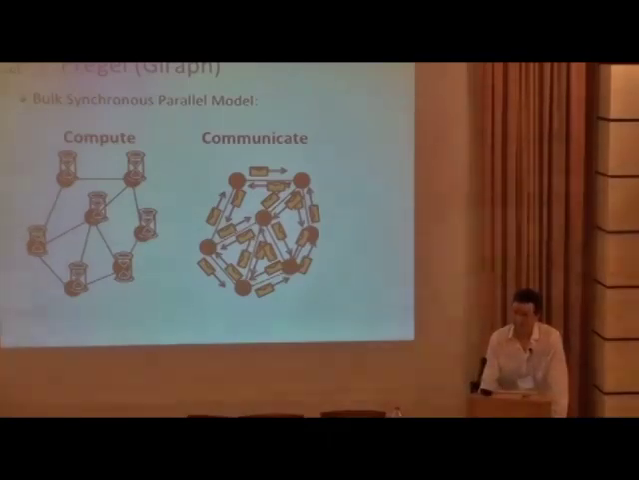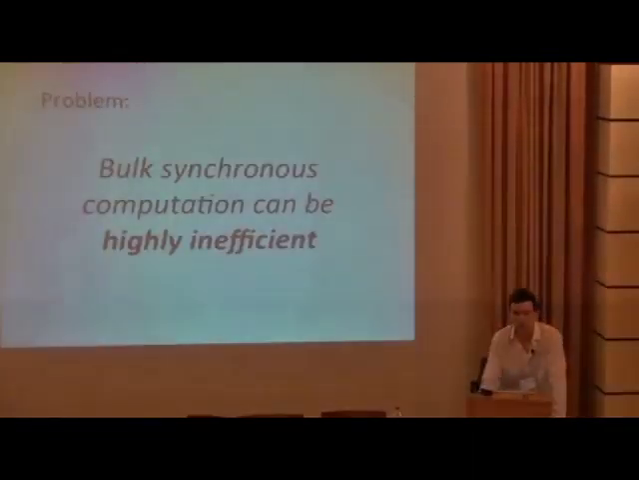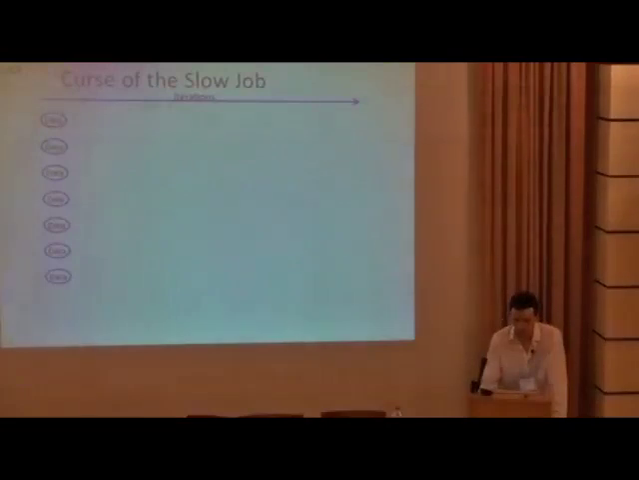This is his animation. At the end of each iteration, there's a nice barrier that stops everything, and then you go back and iterate. So the bulk synchronous model says, I'm going to iterate everything, and then communicate, and iterate everything, and then communicate. The problem is that bulk synchronous computation can be highly inefficient. And this can come both from a systems perspective and from a machine learning perspective.